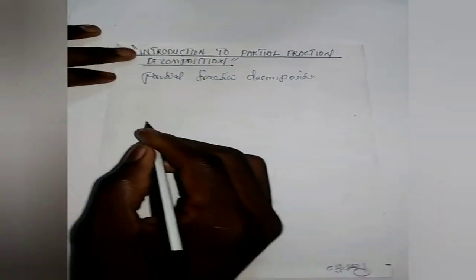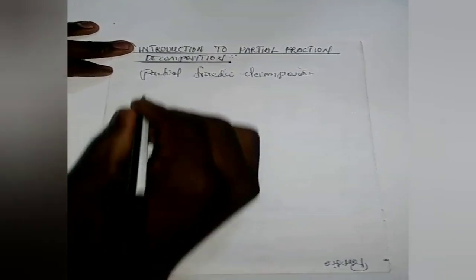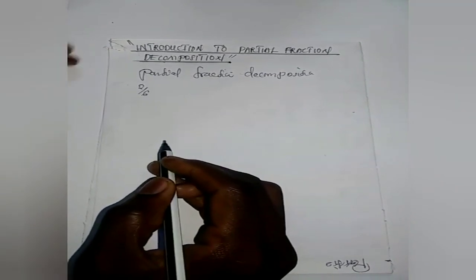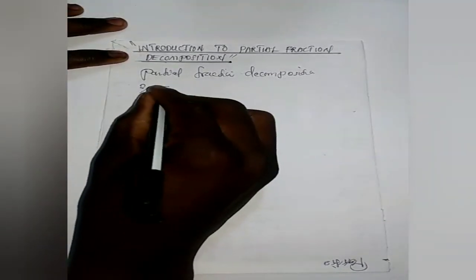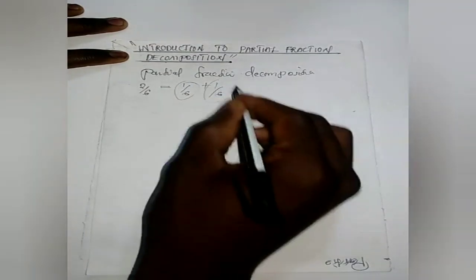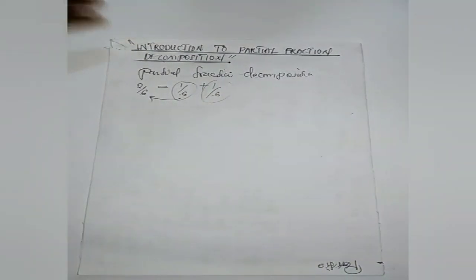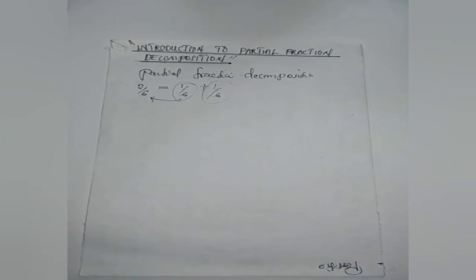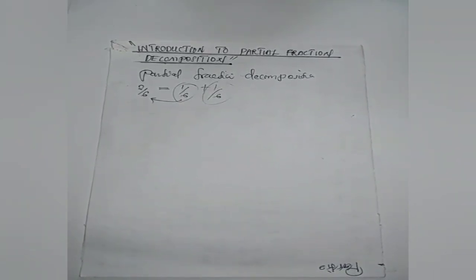Okay, we know what a fraction is. For example, 2/6. So a partial fraction decomposition is a way of splitting a fraction into its separate parts. For example, 2/6 can be split as 1/6 plus 1/6. So these are parts of this fraction. Now, what we are mainly concerned with is algebraic partial fractions, or algebraic fractions.